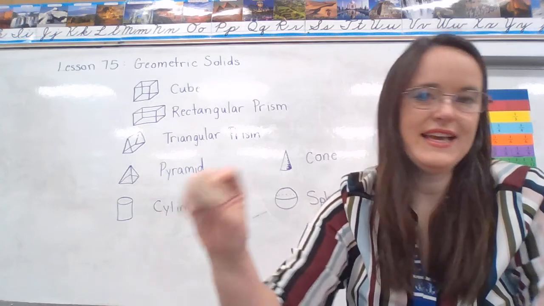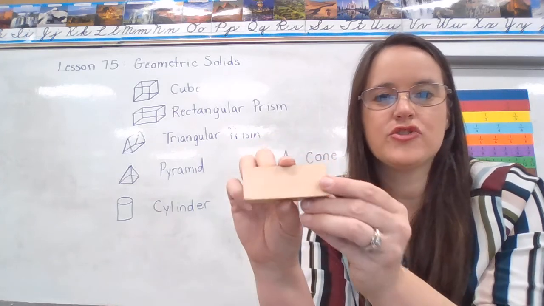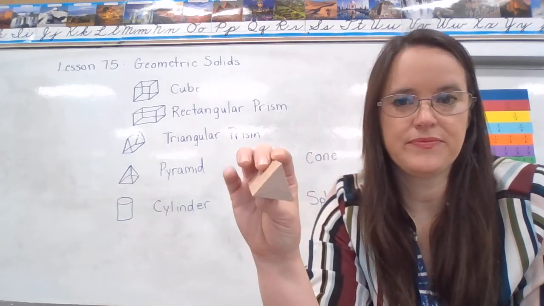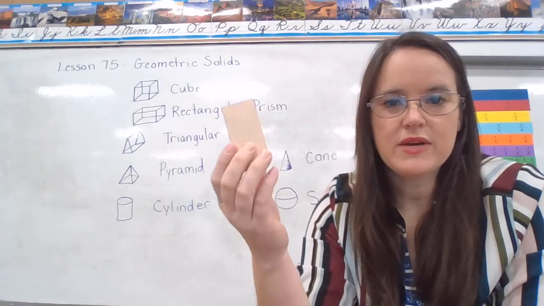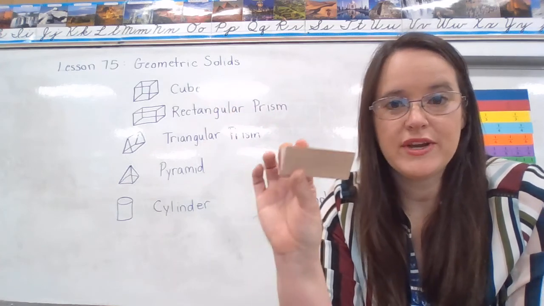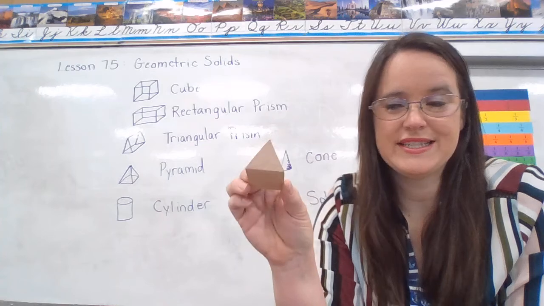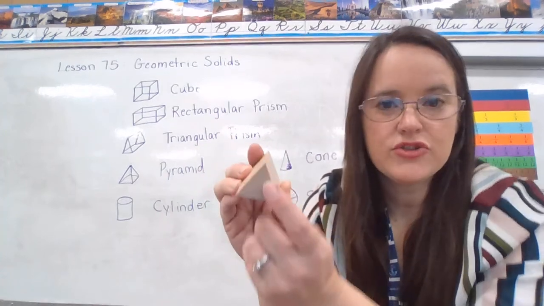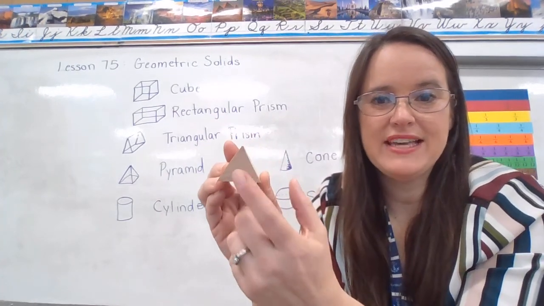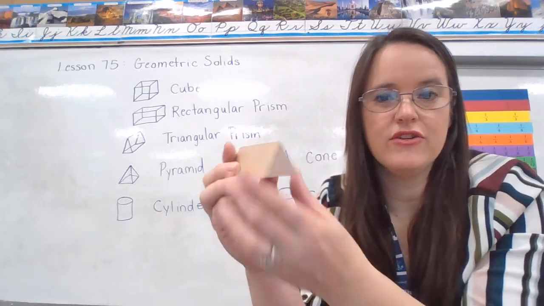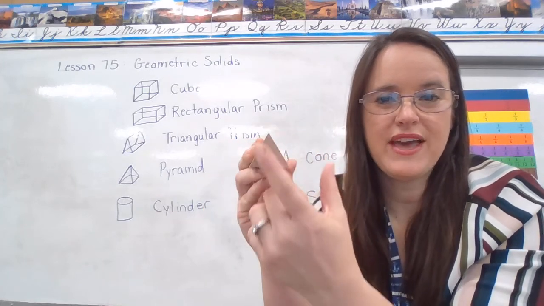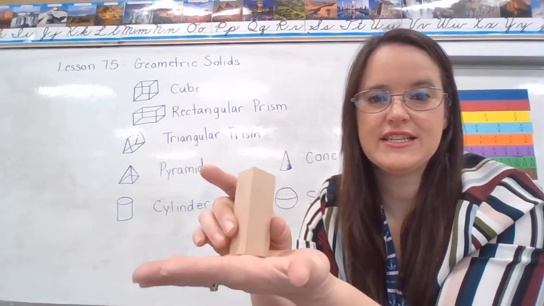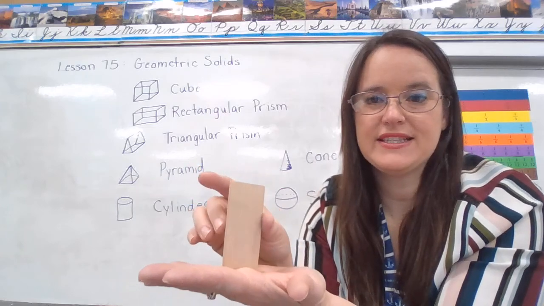All right, the next one we have is called a triangular prism. So here's what I would really want you to notice if you were here with me able to hold this and touch this. We call it a triangular prism because its base here is a triangle. And if we turn it around, we have another triangle. So it could sit on the triangular base.